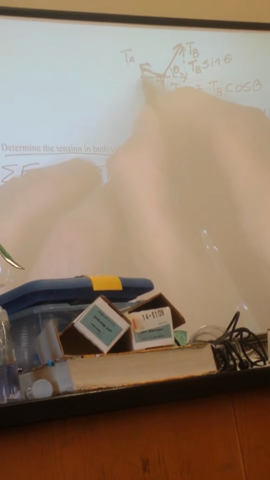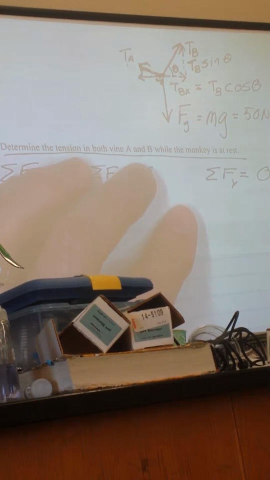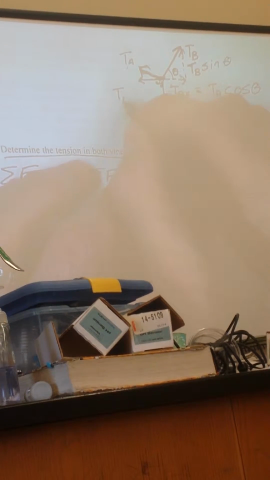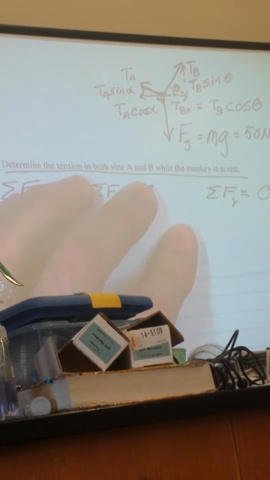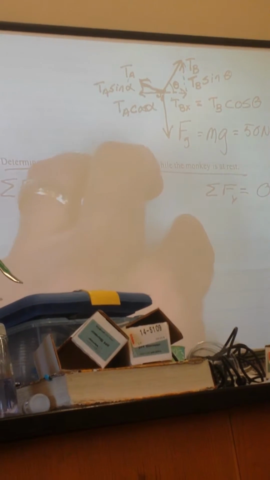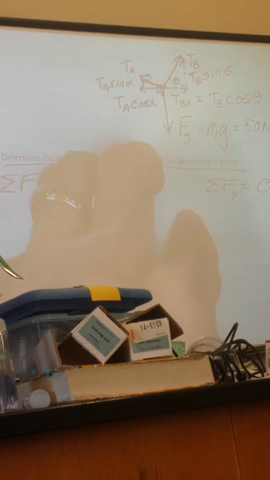What about this guy over here? Yeah, well, this one's going to be cosine, and I'm going to call it a different angle. I'm going to call it alpha, just to differentiate. And this will be TA sine alpha. Okay, or actually we know what alpha is. We know that one's 30, one's 60, so we could have just used those numbers.